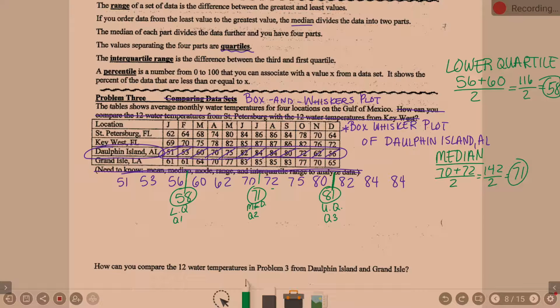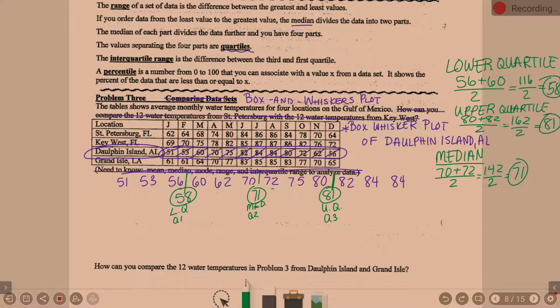Are you getting the idea there? So in order to do the upper, 80 plus 82 divided by 2. 162 divided by 2 is 81.